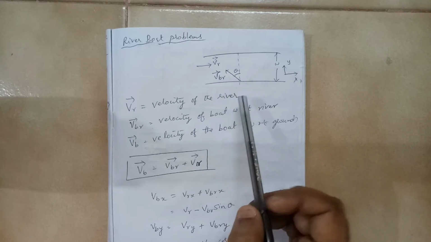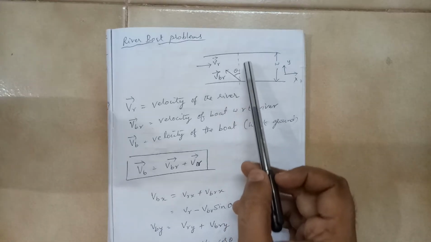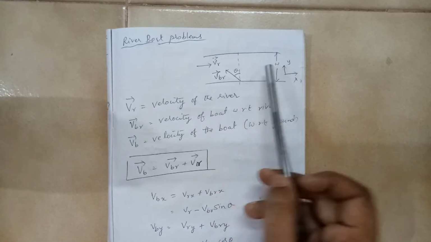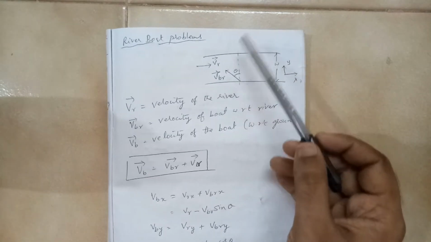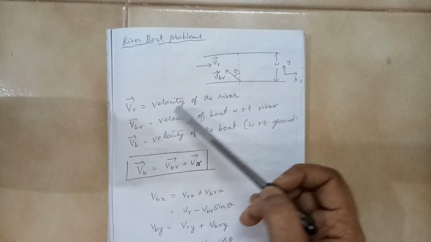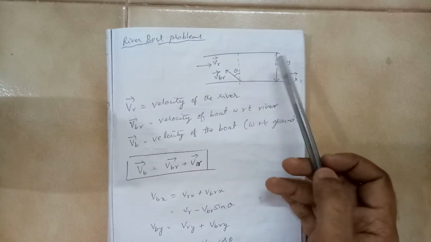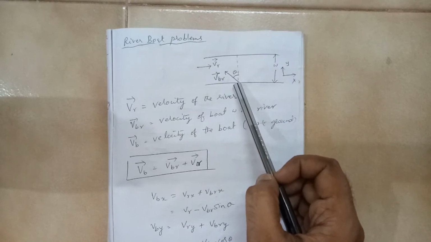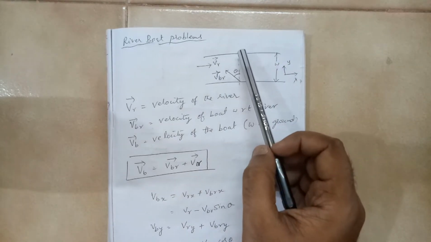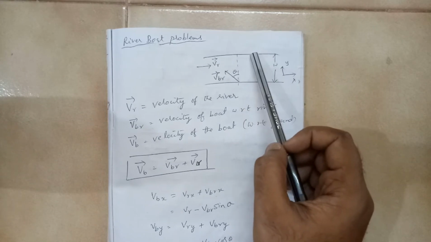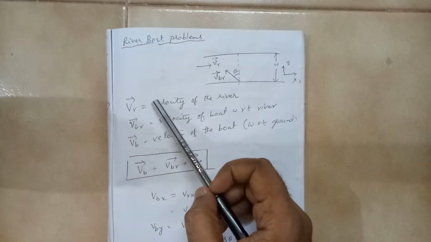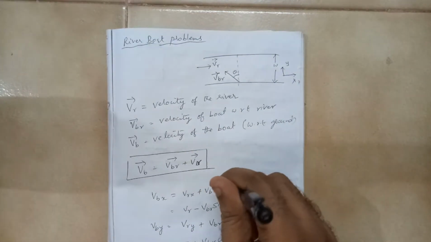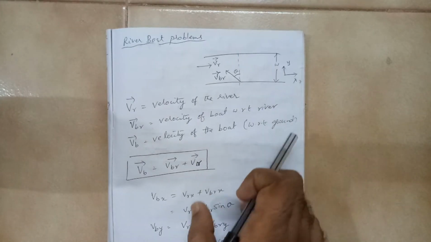Now our purpose is to go from one bank to the other bank. So there are two possibilities. You start from a point, then either you reach the exactly opposite point, or you reach some point downstream. Those two scenarios we are going to study.